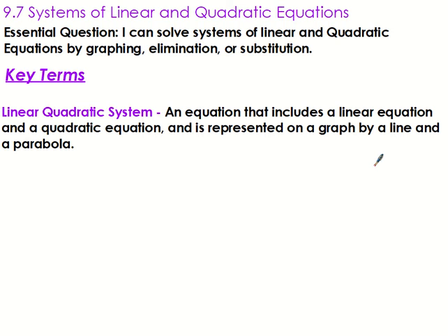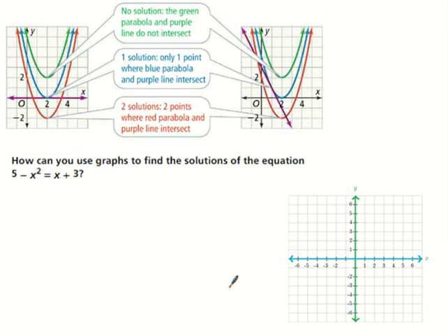So, a linear quadratic system is a set of equations that includes a linear equation, so that's a straight line, and a quadratic equation, which is our parabolas, our U-shapes, and is represented on a graph by a single line and a parabola. So they're going to be on the same graph together. So the top two things are examples of what we would be looking for.